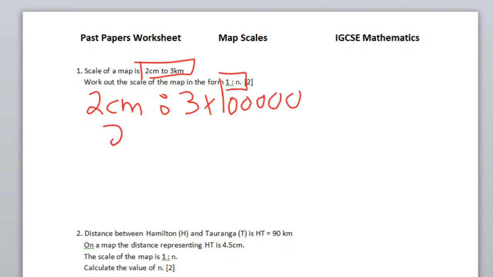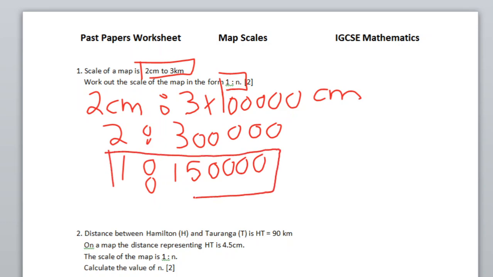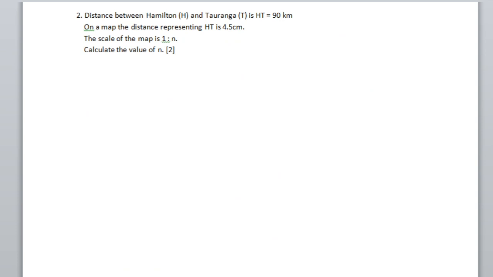So this becomes 2 ratio 300,000, and this is centimeters as well. Now since the units are the same, we don't have to mention them anymore. And divide both sides by 2, so we get 1:150,000. This is the answer, 1:150,000. Question number 2.